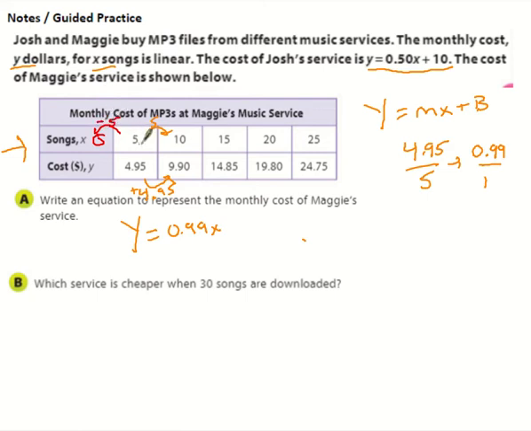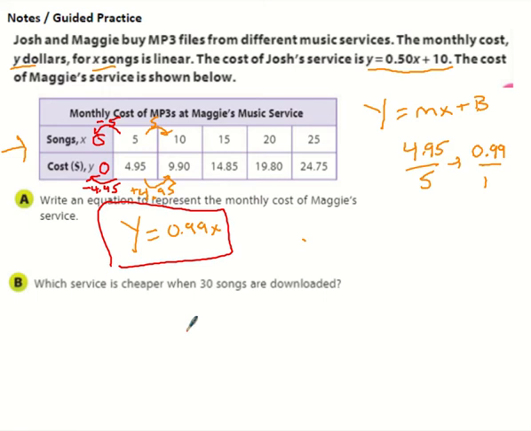So I want to figure out, well, if I go up 5, I can go down 5 to get to 0. Well, when I went up 5, I had to go up $4.95. When I go down, I have to go down $4.95. Well, that's also going to give me 0. So this company does not charge a monthly fee. They just charge you 99 cents for every song that you want to buy. Where this company, you pay a little bit more up front, but then you pay less per song.